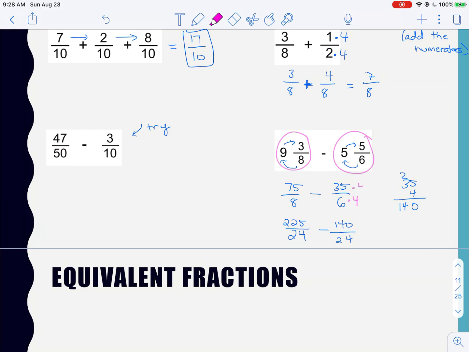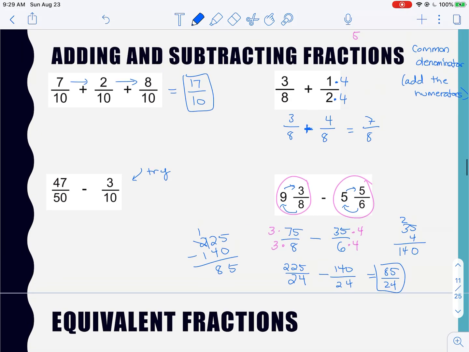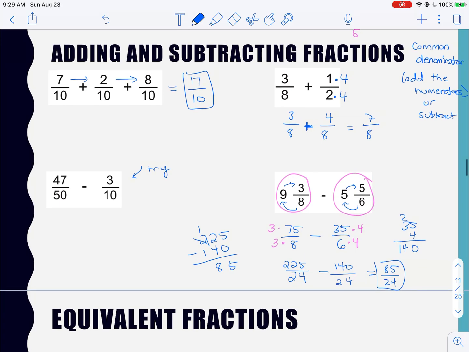So again, I multiplied the 6 times 4 to get 24, and I multiplied the 8 times 3 to get 24. And then we're just going to subtract the numerators. So 225 minus 140, and I would get 85. So this is going to be 85 over 24, if my math is correct. So this was adding and subtracting fractions, so you would add or subtract the numerators.